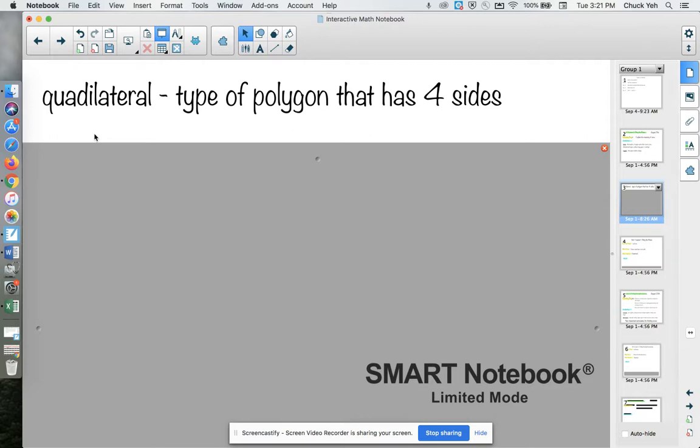So quadrilateral, type of polygon that has 4 sides. So make sure that you write that. So you can pause the video and type that in.